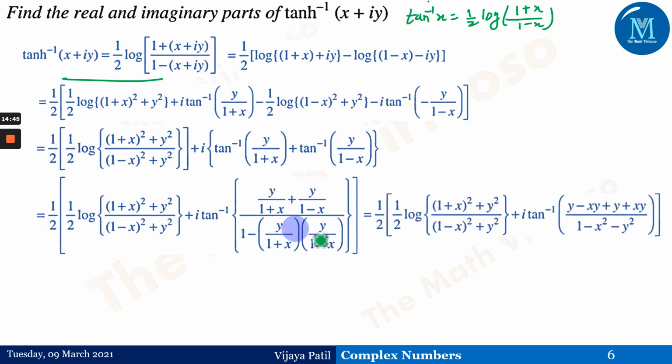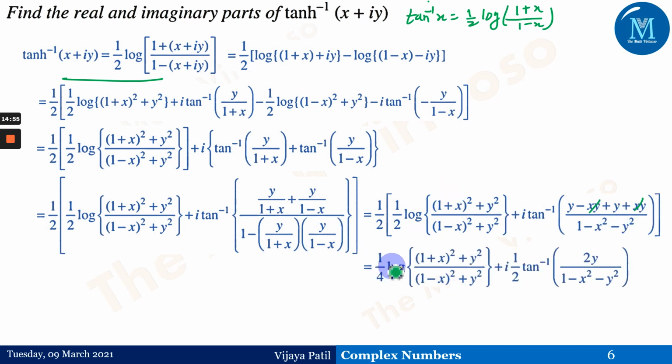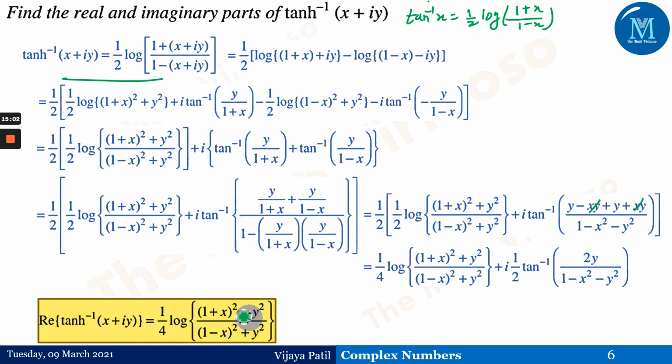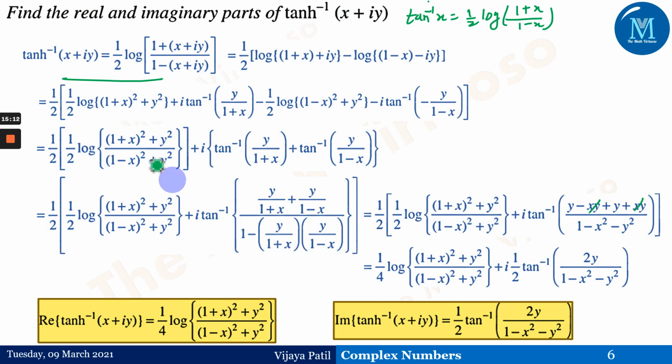Similarly, after solving this particular tan inverse, we are going to get something like this. Again, the xy and minus xy terms will go from here, and we will remain with something like this: 1 by 4 times log of this particular function plus i times 1 by 2 times tan inverse of this. So we have got the real part plus i times the imaginary part, and just by comparing the real part and the imaginary part of tan hyperbolic inverse of x plus iy, we are going to get this as the first, this as the second, that is the real part and the imaginary part of this particular function.